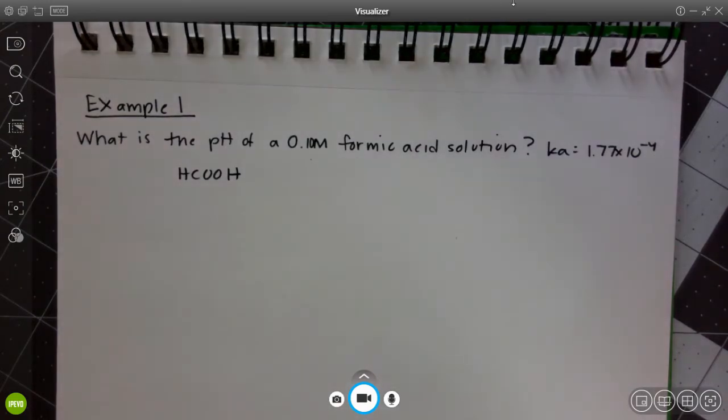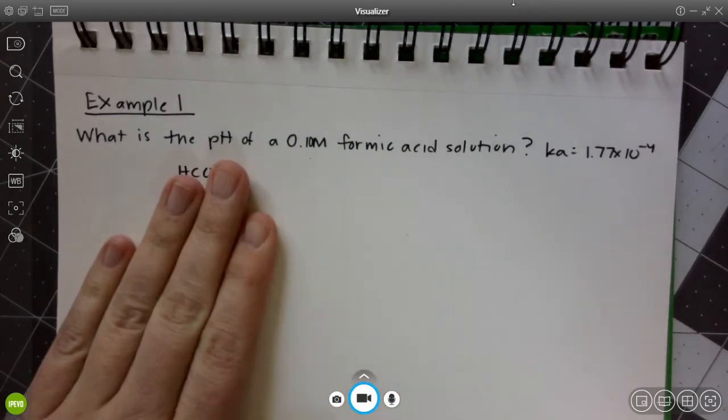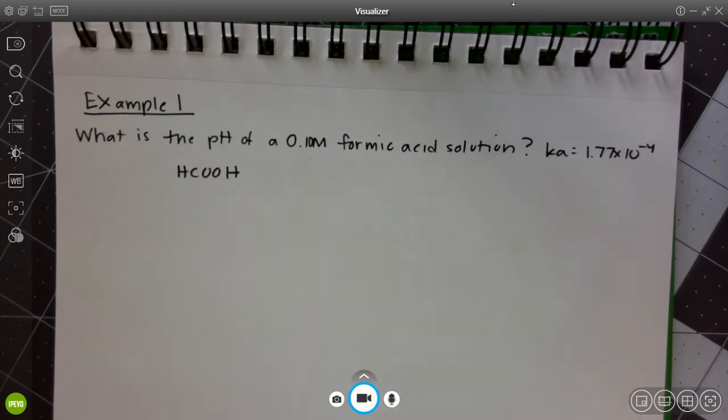Again, the question is, what is the pH of a 0.1 molar formic acid solution? Our Ka is given to us here, and here is our reaction. What I really like to do with all acids and bases in general is stop and think about what is happening for the chemical process.